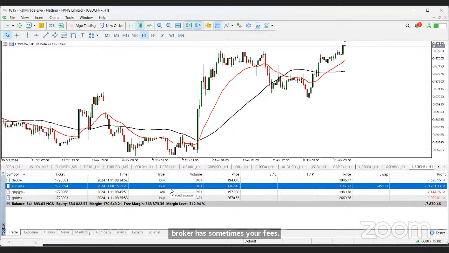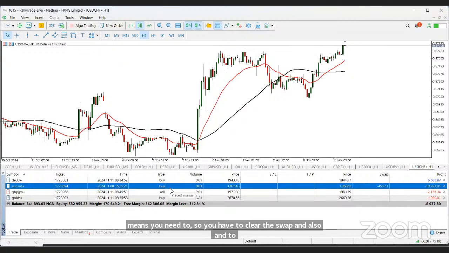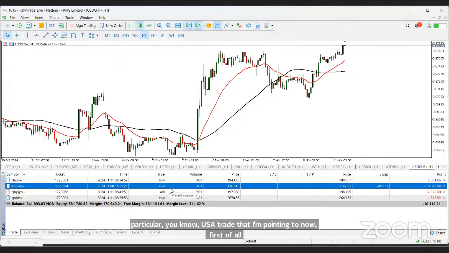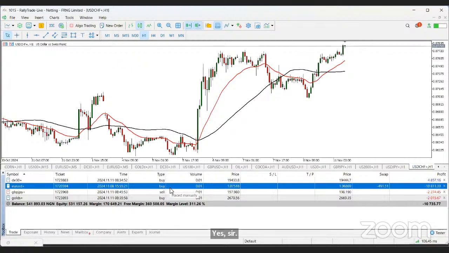Any other question? So it just means that for you to make profit on that particular trade that is running, you have to clear the swap and also make enough profit, right? Yes. For me to make money on this particular USD trade that I'm pointing to now, first of all my 10,000 must reduce to 0. Then it must go to plus like 500 naira first. Then maybe at 600 naira, I'll begin to see like 100 naira profit and all that.